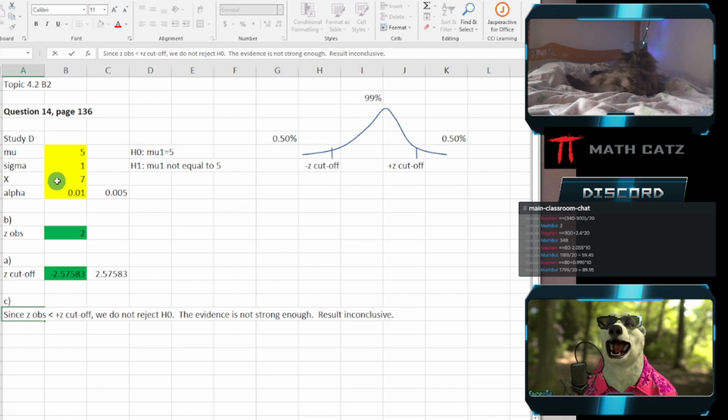anything else. Under this mean of 5, I can get scores of 7. It's perfectly normal. Within acceptable fluctuations around the mean, 7 is a quite common score to get. So it's not extreme enough to suggest that, in fact, maybe a different distribution is behind the scenes here. 7 is quite common to get, so the result is inconclusive. The evidence is not strong enough. We do not reject the null hypothesis.